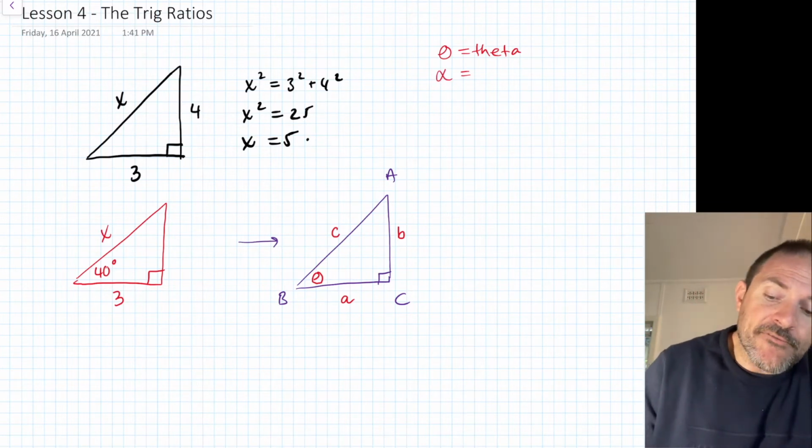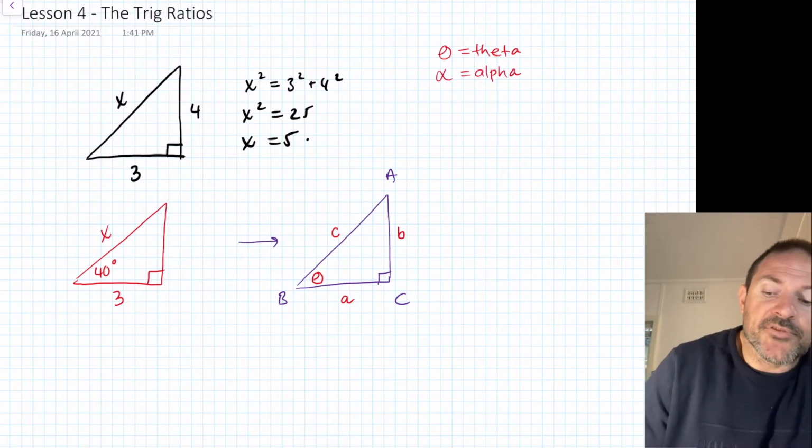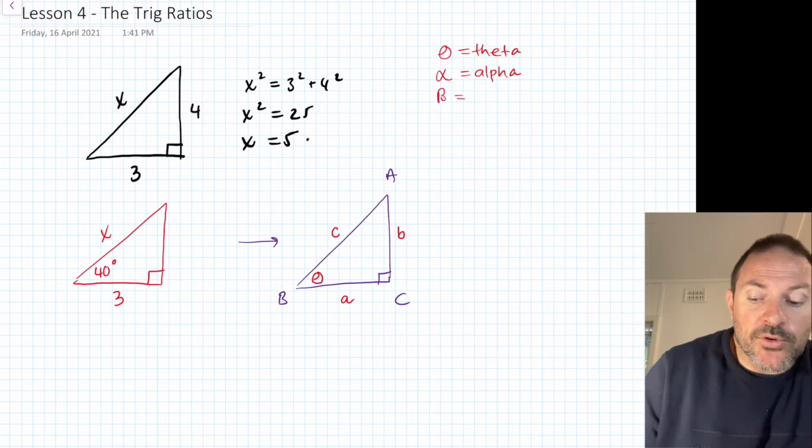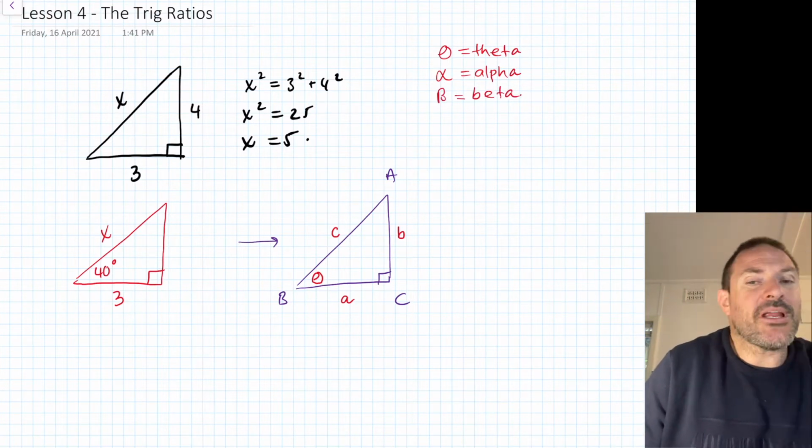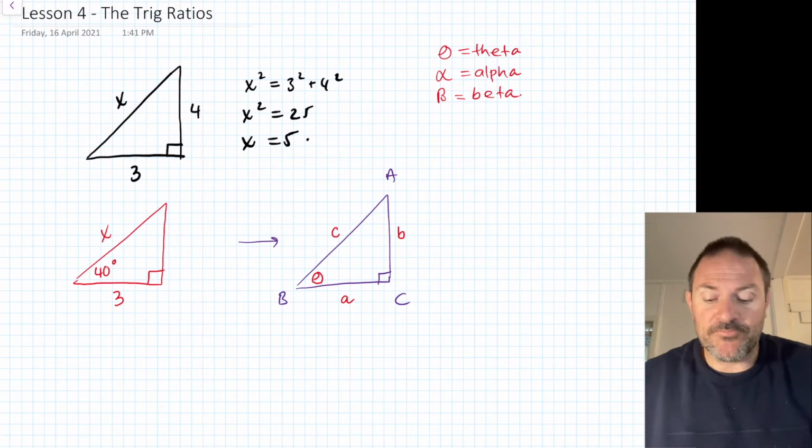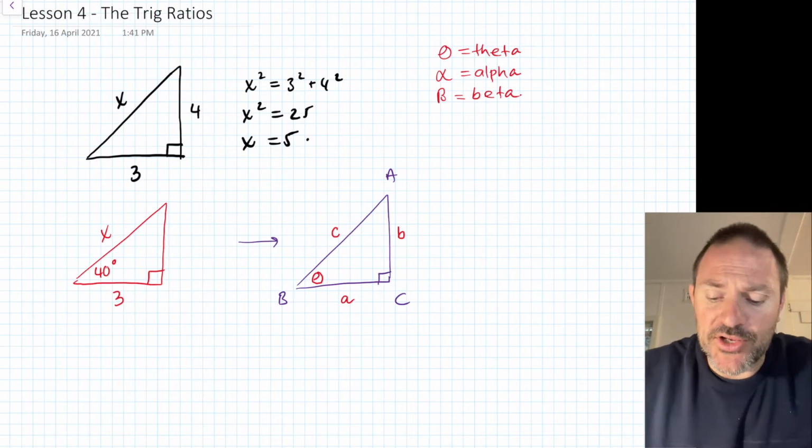We could use alpha. It's another one that we often use. We could even use one called beta. I could even use x, y's, and z's, to be honest, or angle B. But we're going to use theta.